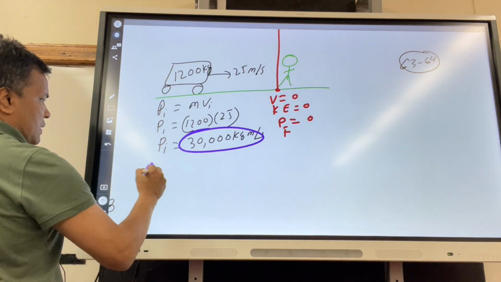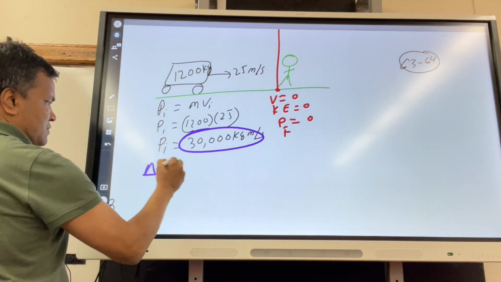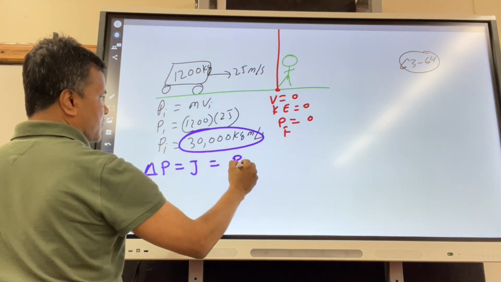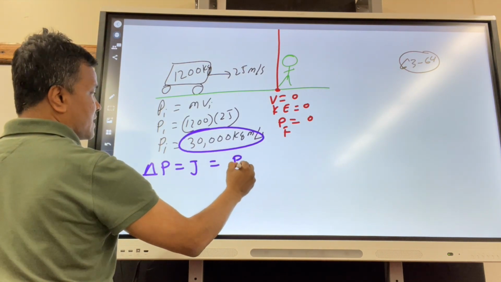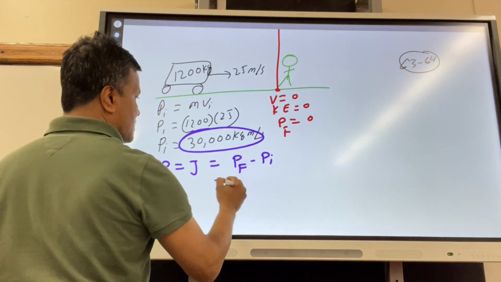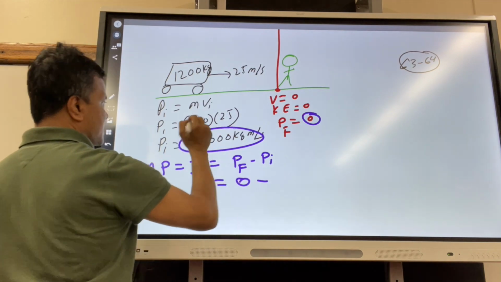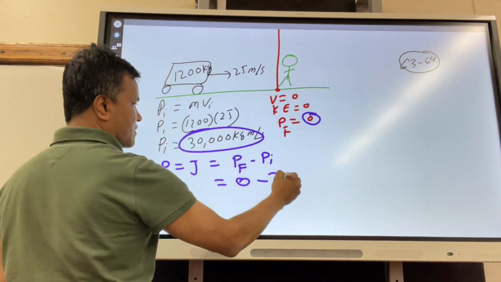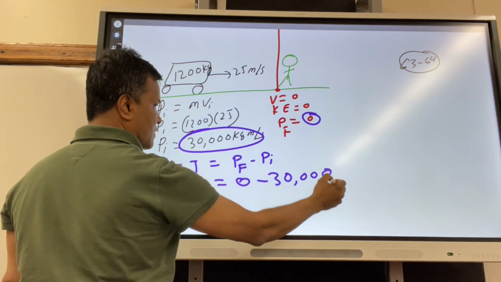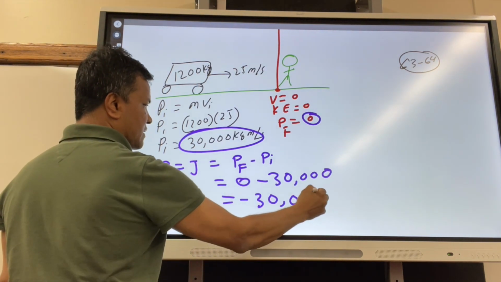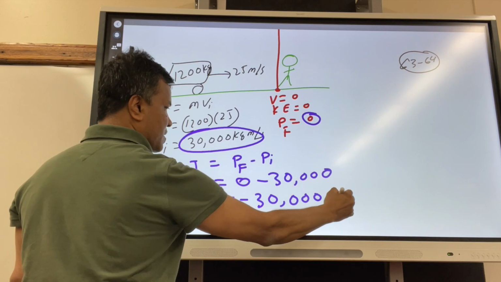So change in momentum is what we call impulse. It is momentum final minus momentum initial. So momentum final is 0, and momentum initial is 30,000. All right, so the impulse is negative 30,000 kilogram meter per second.